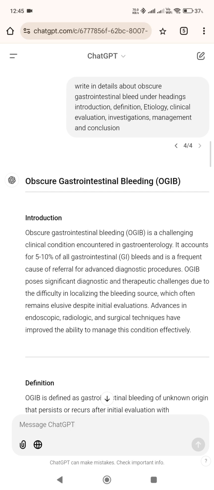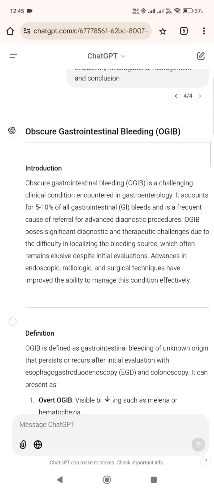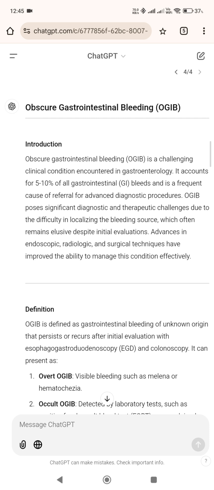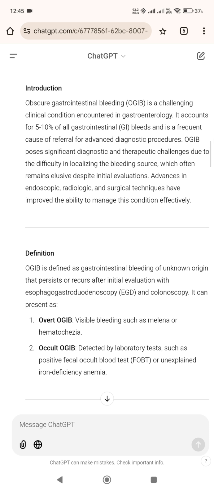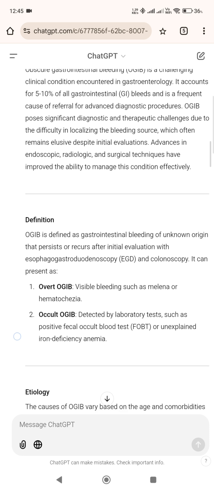Obscure gastrointestinal bleeding. Introduction. Obscure gastrointestinal bleeding, OGIB, is a challenging clinical condition encountered in gastroenterology. It accounts for 5 to 10% of all gastrointestinal GI bleeds and is a frequent cause of referral for advanced diagnostic procedures. OGIB poses significant diagnostic and therapeutic challenges due to the difficulty in localizing the bleeding source, which often remains elusive despite initial evaluations. Advances in endoscopic, radiologic, and surgical techniques have improved the ability to manage this condition effectively.